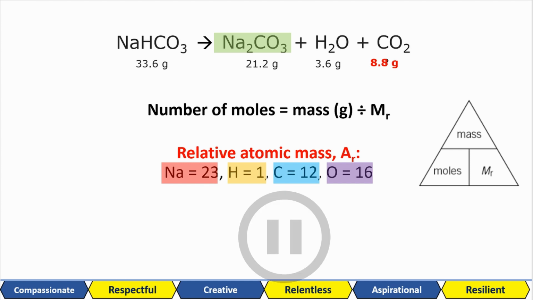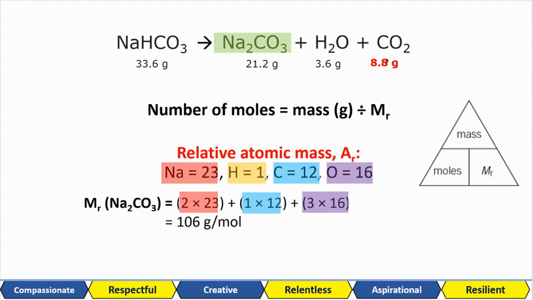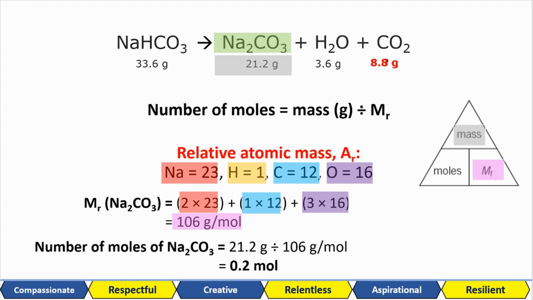The relative formula mass or the molar mass is 2 times 23 for our sodium, 1 times 12 for our carbon, and 3 times 16 for our oxygen, which is summed up to give us 106 grams per mole. Mass over molar mass is mole, so 21.2 grams over 106 grams per mole gives us 0.2 moles.